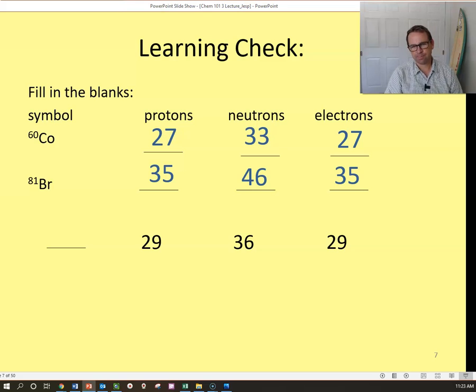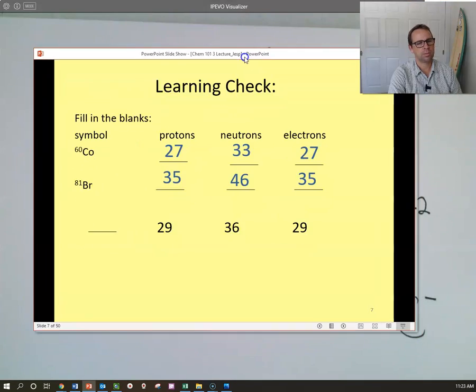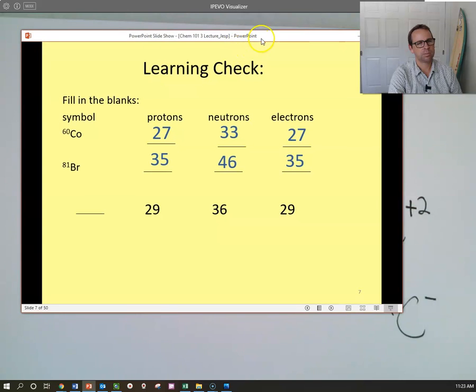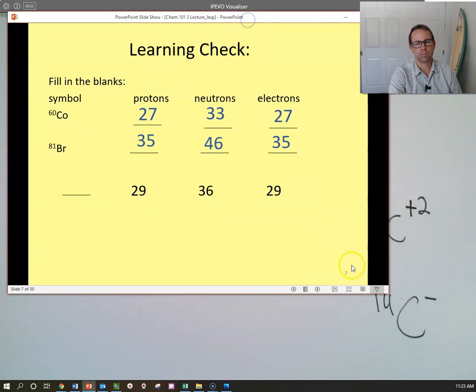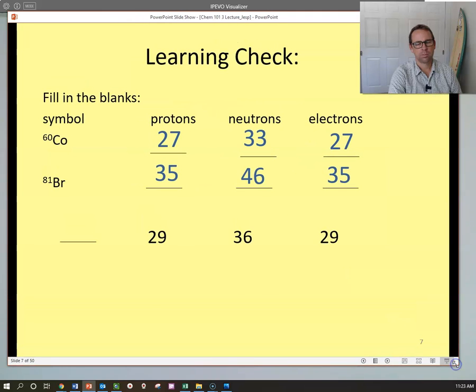35 electrons. Very good. Now, given this information, 29 protons, 36 neutrons, 29 electrons, what kind of symbol are we talking about here? What kind of element is this? I'll tell you in just a minute. Okay, so that's copper.